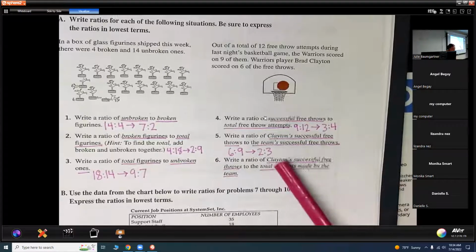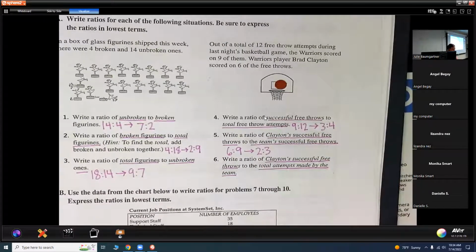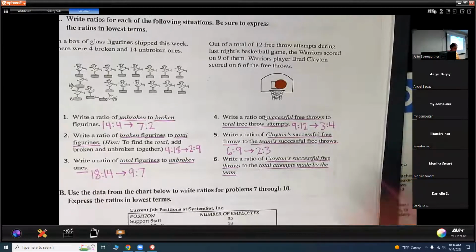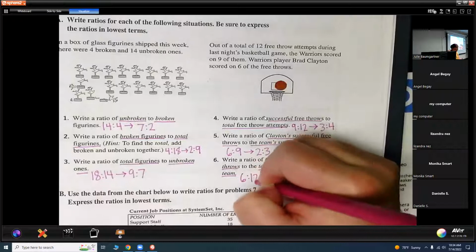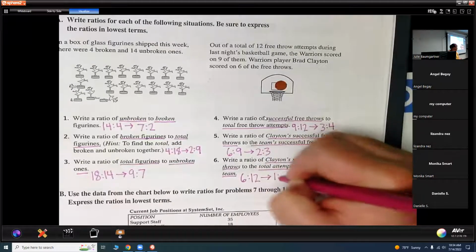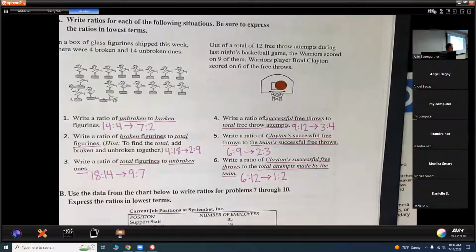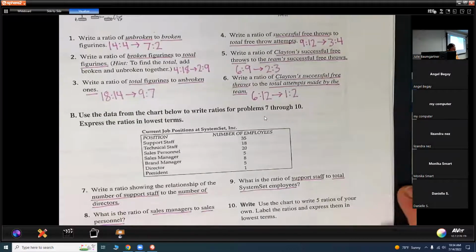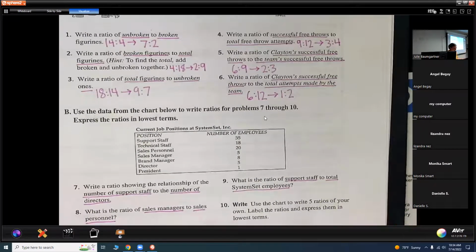Okay, good. So for every 3 free throws the team made, Clayton made 2 of them. All right, and then Clayton's successful free throws to the total attempts. 6-12, which would reduce to 1-2. Yep, good. So Clayton made 1 out of every 2 free throws the team attempted. So you can see how ratios help us think about sports statistics, stuff we probably think about anyway.